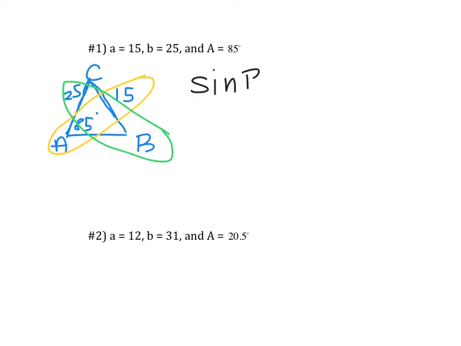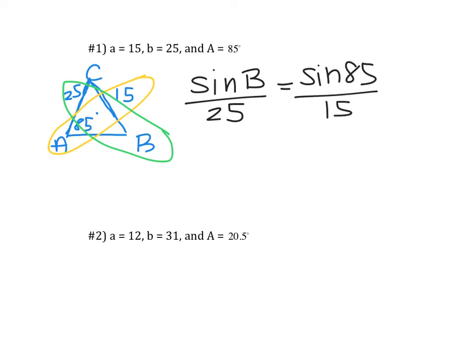Okay? So how are we going to set this up? Sine of B over 25 equals the sine of A, 85, over 15. All right, make sure that you're still in degree mode. So you go to your calculator, you multiply by 25. So 25 times the sine of 85 divided by 15. Now, we end up getting that the sine of B is 1.66.